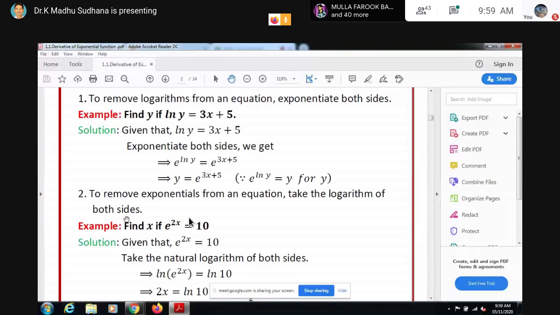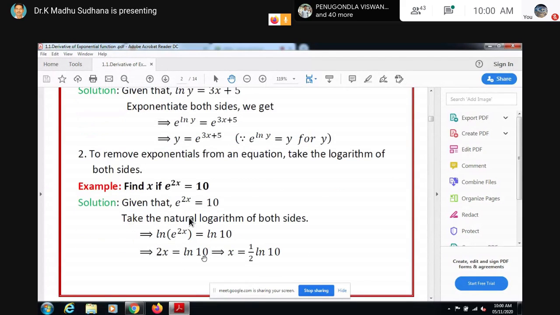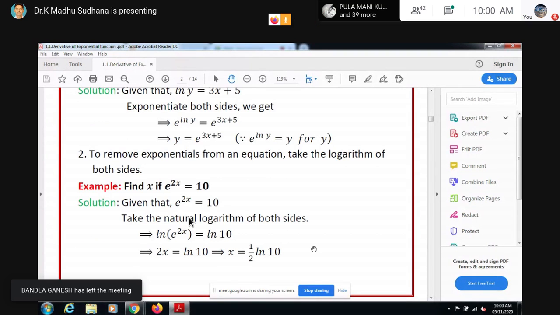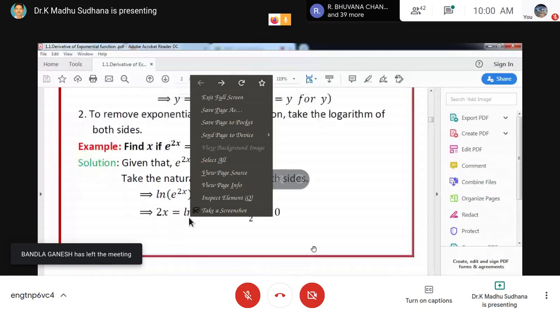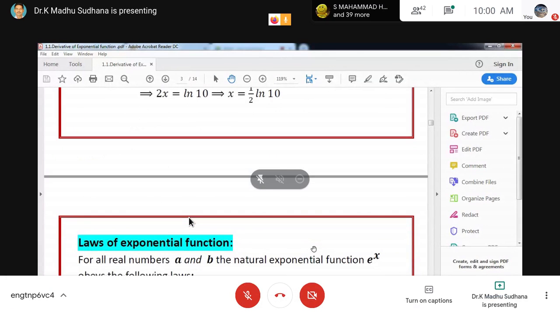For the second problem, if it is exponential, we have to use the logarithm. So e power 2x equal to 10 is given in the problem. Take log on both sides. Log e power 2x equal to log 10, that is 2x equal to log 10, that is x equal to 1 by 2 into log 10. Okay, all clear now? Are you clear? Yes, sir.